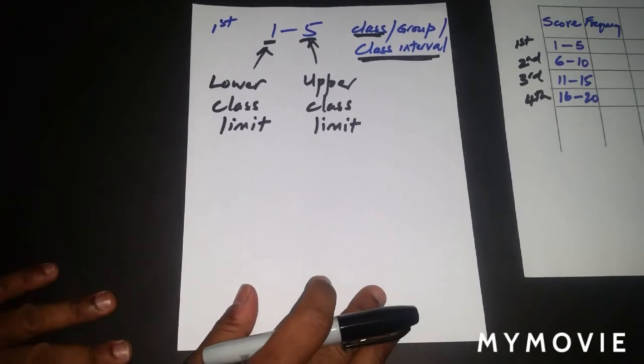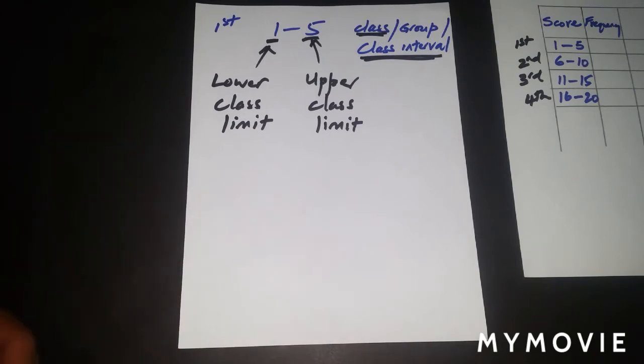Now, the next thing we want to talk about are class boundaries. Now, we're still looking at the first class, 1 to 5. Now, here's the thing.